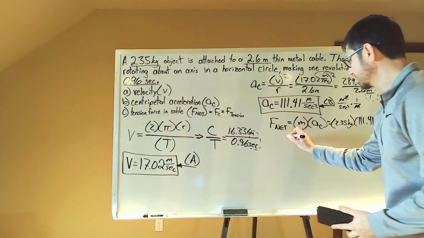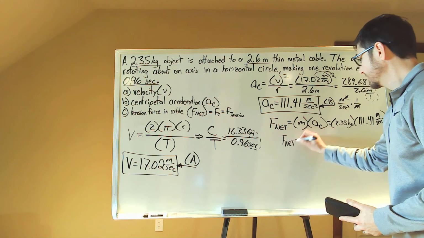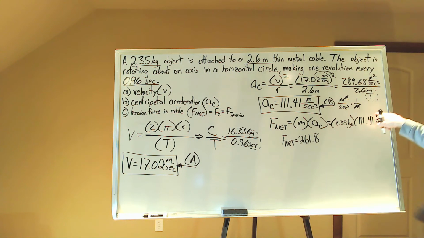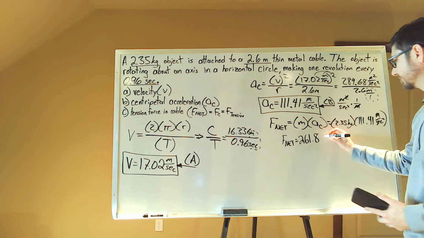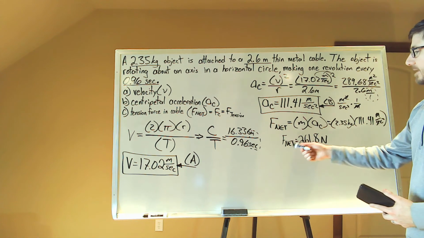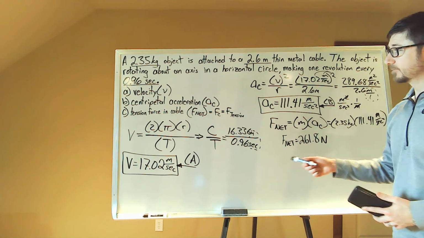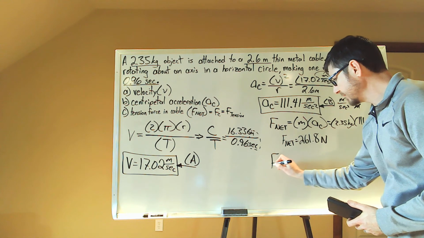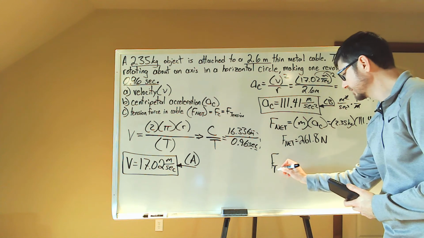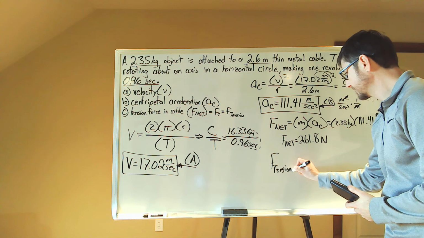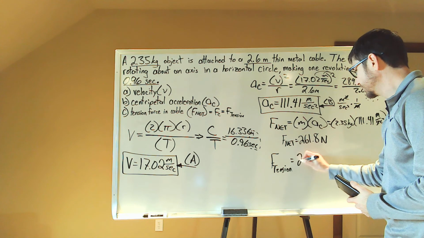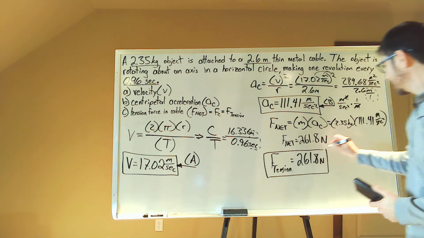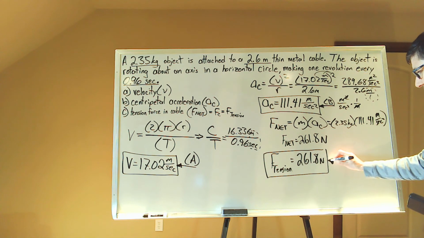So this is going to give us 261.8. So F net is 261.8. A kilogram meter per second squared is a newton. And the agent of force is the tension force in the thin metal cable. So I'm going to use a subscript tension. And that is 261.8 newtons. And that is the answer to part C.